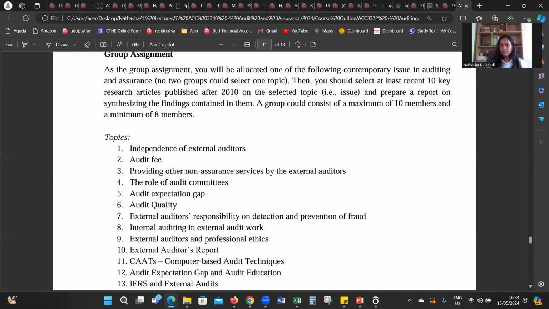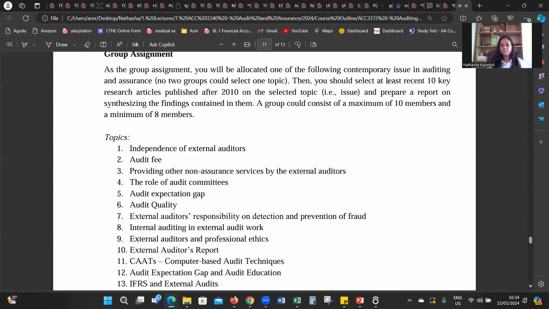Ajwat sir will open a link separately. You have to upload it. You have to submit the 10 articles as a zip file, right? Not one by one, a zip file with your group number. With your group number as a zip file, you need to submit to the LMS. That is before the next Wednesday.